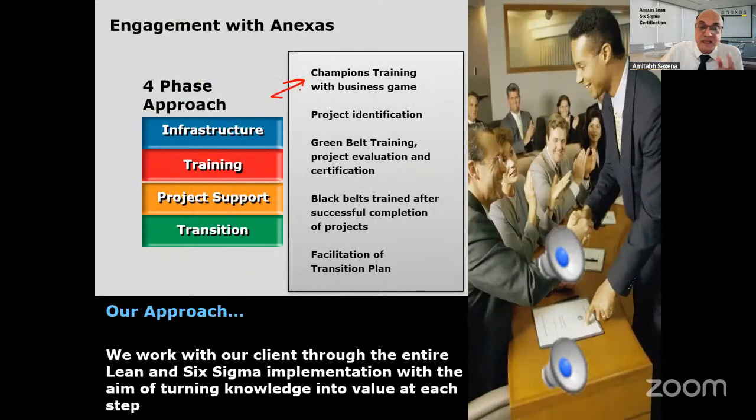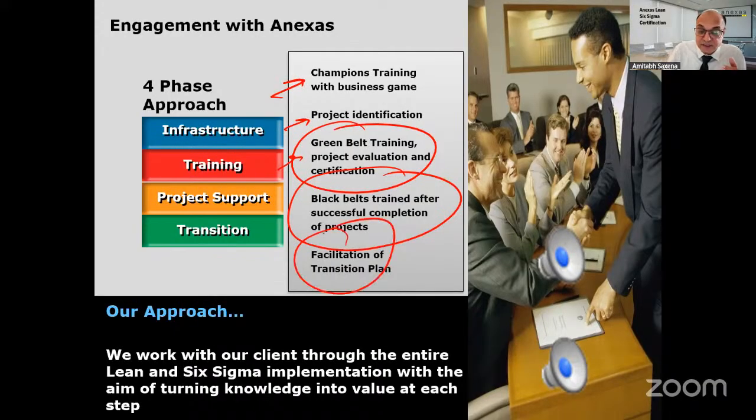First we conduct the champions training for senior management, say half a day or 1 day. After that, we identify the projects. Then we do a green belt training, and we ask these green belts to do the projects. Imagine 10 projects happening simultaneously in the organization. It makes a huge difference. 20 projects, 30 projects. Many hospitals are doing 30 projects every 6 months. So these green belts and black belts are trained.